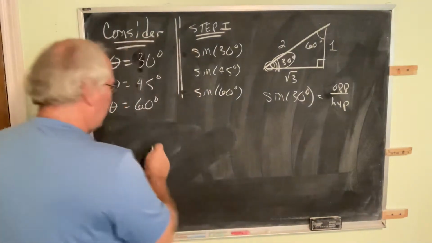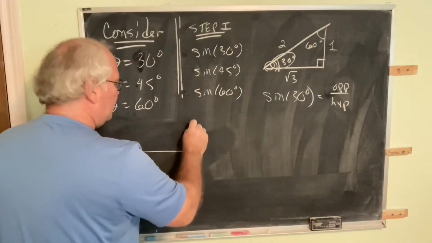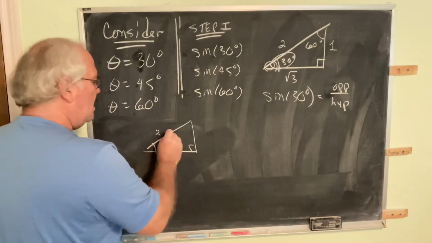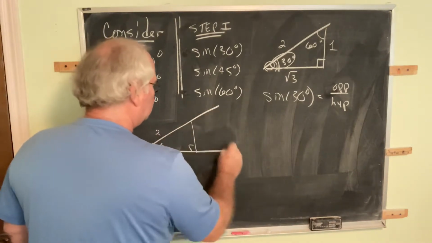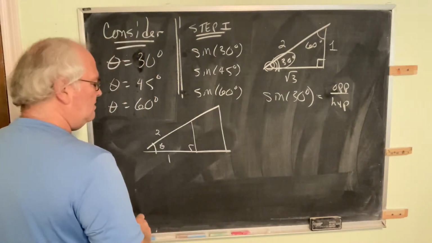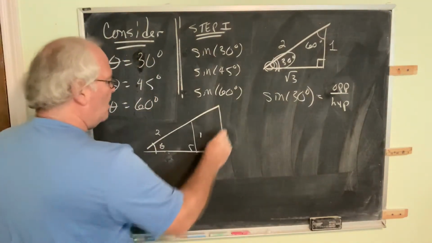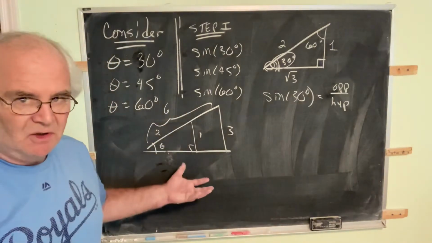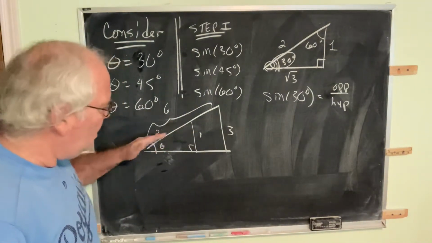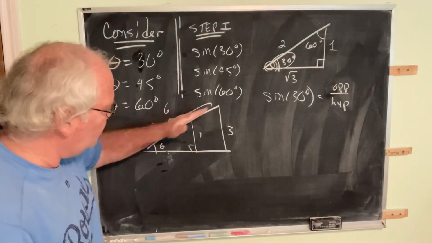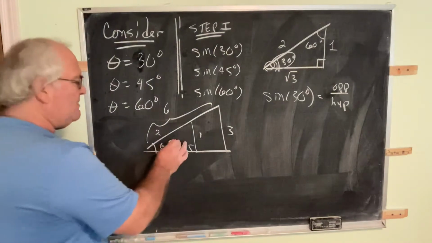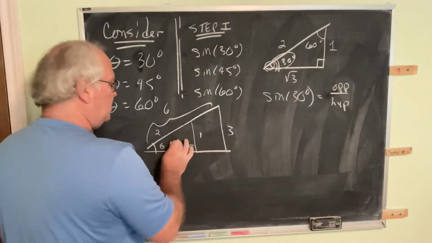Now, a question might arise, what if you use a bigger triangle? Suppose this is 2, this is 1, this is theta. What if you use a bigger triangle? Now this is 1. What if this is 3 and this is 6? It doesn't matter. They're similar triangles. It doesn't matter how far out this angle you go. These are similar triangles. We've already talked about that. So it doesn't matter what similar triangle you use.